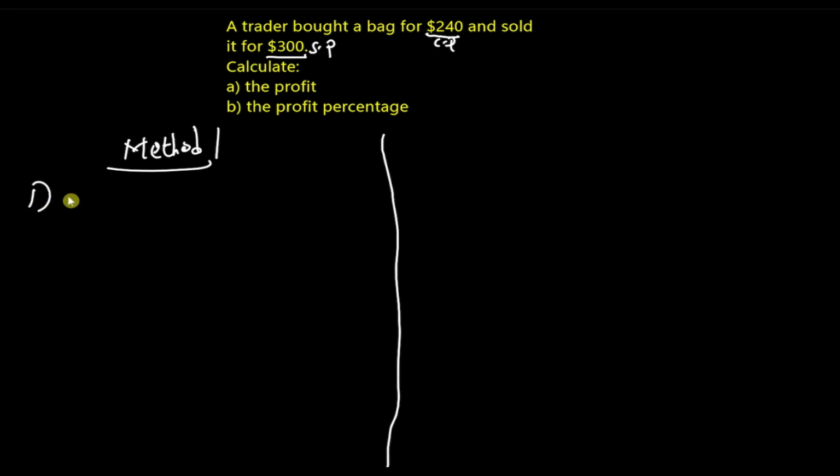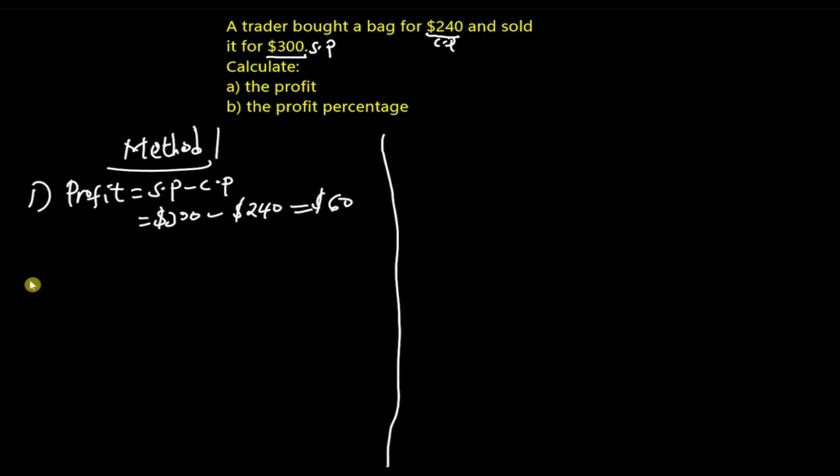Now the formula for profit equals the selling price minus cost price. Now over here, the selling price is 300 and the cost price is 240. So 300 minus 240 is 60. So the profit is $60.